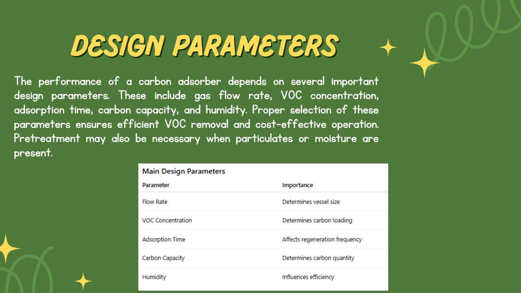So here are the main design parameters. For flow rate, the importance is that it determines the vessel size. For VOC concentration, the importance is that it determines the carbon loading. For adsorption time, the importance is that it affects the regeneration frequency. For carbon capacity, the importance is that it determines the carbon quantity. And for humidity, the importance is that it influences efficiency.